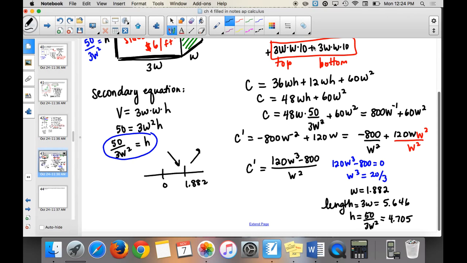So these are in, what was it, inches? Feet. Feet. It's a big old box, isn't it? I don't know what we ship in there. All right, so that's our answer. That's our dimensions. Okay? All right, let me stop there.